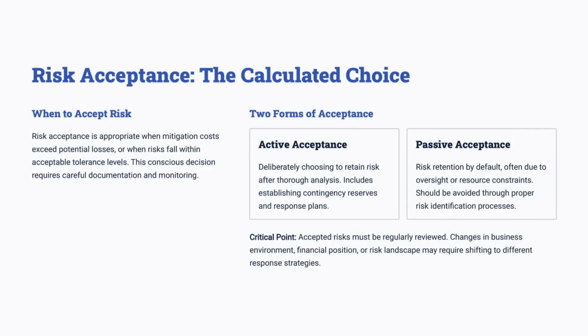Risk acceptance is a strategic choice when mitigation costs outweigh potential losses or risks are within tolerance levels. Active acceptance involves deliberate retention with contingency plans, while passive acceptance occurs by default, often due to oversight. Regular reviews are crucial as changes in the business environment may necessitate alternative strategies.